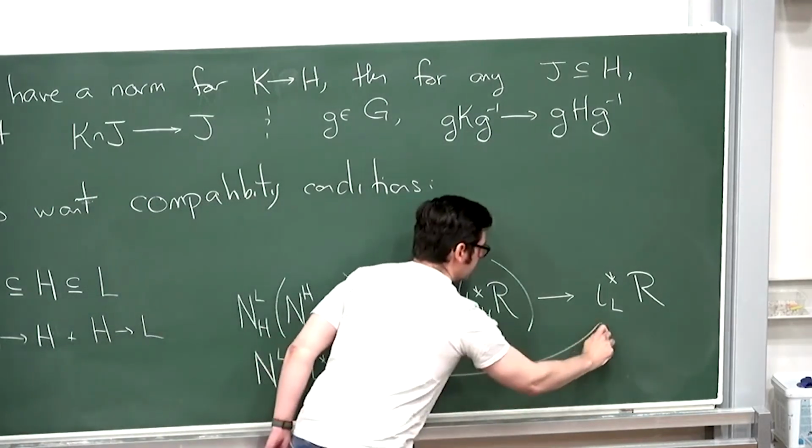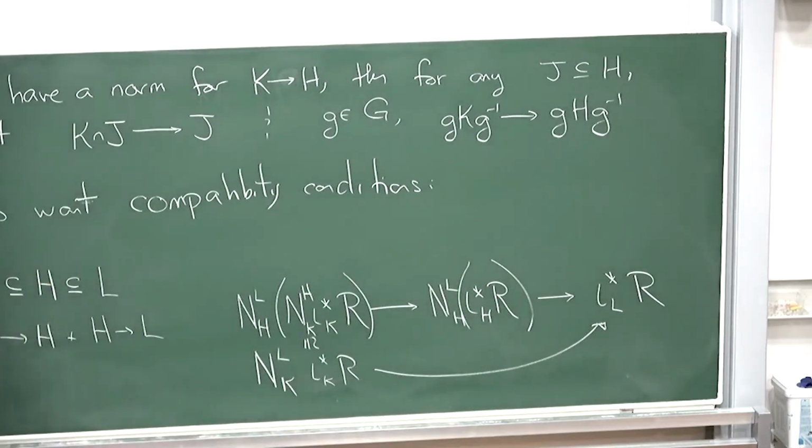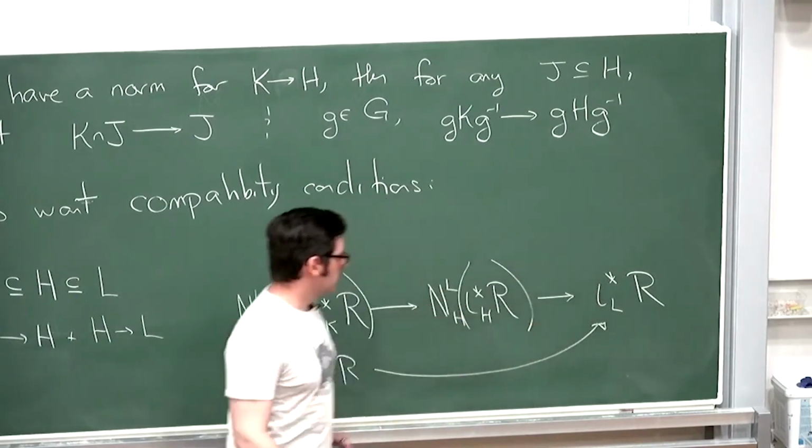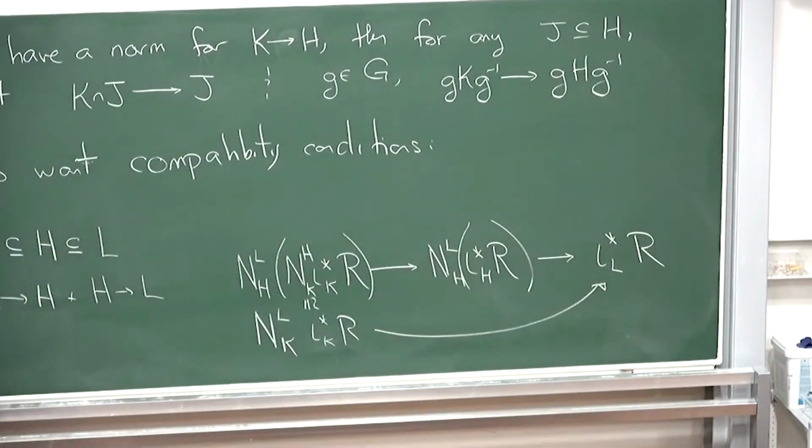And I see that this is giving me my norm from K all the way up to L. This is kind of my compatibility, that when I have an intermediate subgroup where I have all the possible norms between them, then I can norm and compose, and I get the right answer. So Birgit talked about this.